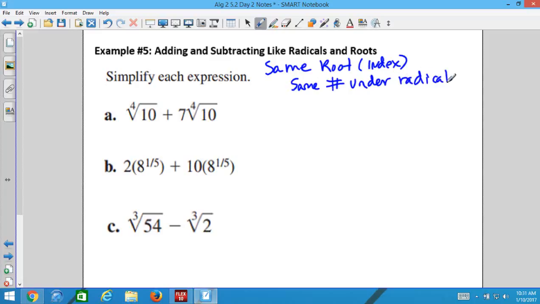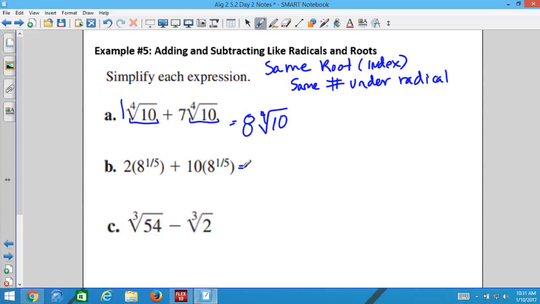Do we have that for question A? So what is the coefficient of this like term of the fourth root of 10? That coefficient is 1, and that coefficient is 7. So if I've got one of them and I got 7 more of them, then I have 8 fourth root 10. That's it. See, simple addition.